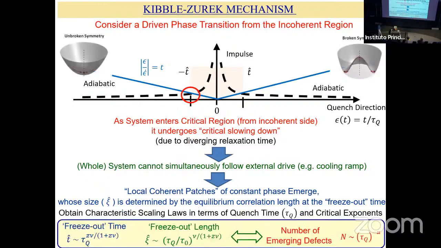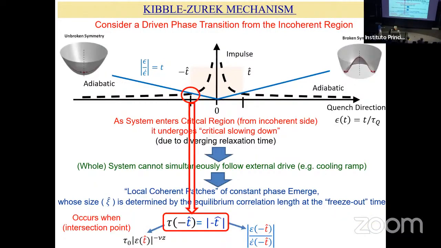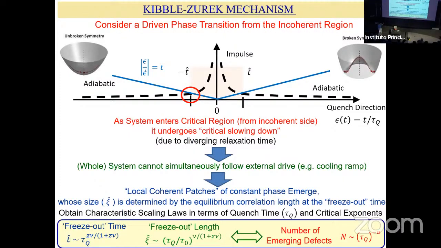So when we equate these, we actually can get a condition that relates the point at which this happens, the critical time, in terms of our quench time parameter tau q, how quickly we are crossing the system. And as such, we can see in terms of this quench parameter what is the value of this t hat in terms of these critical exponents z and nu that I mentioned. We can also identify at that point what is the relevant length scale of the system, okay, which is again given in terms of these critical exponents and the rate at which we are quenching.